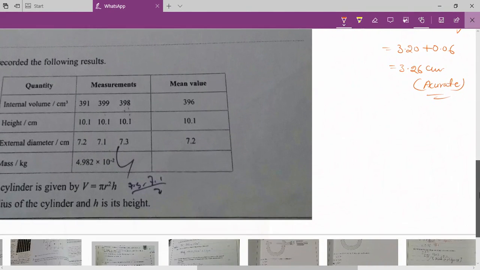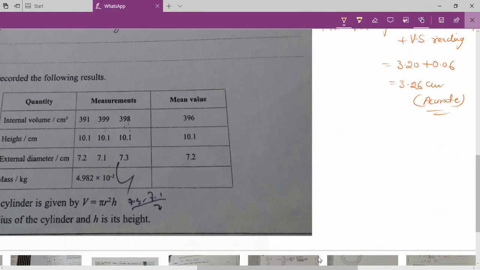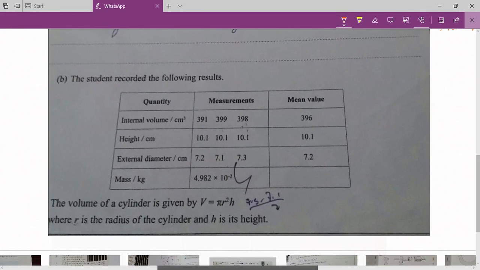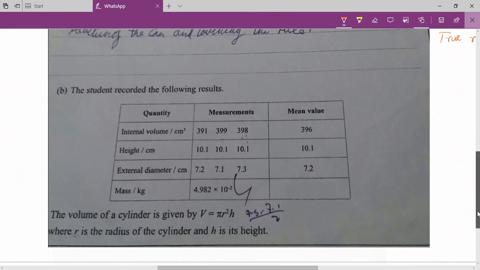So, I explained this one to you, beta. Any other question which you want to ask me related to this picture? This image is divided into 2 parts. The table is given here and the questions are in the next image. Okay.